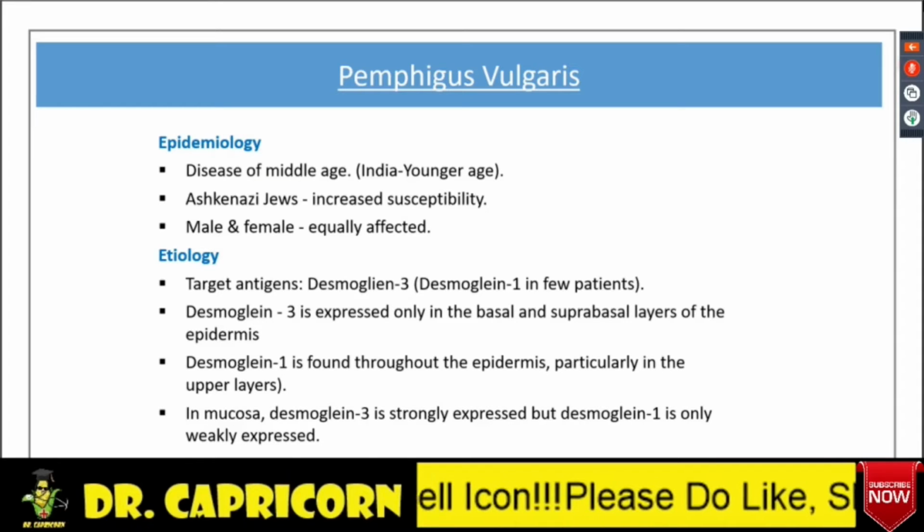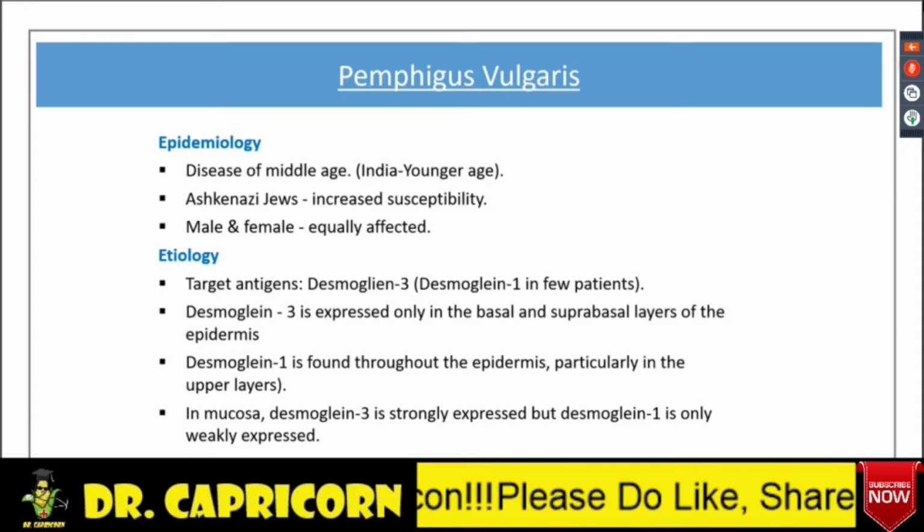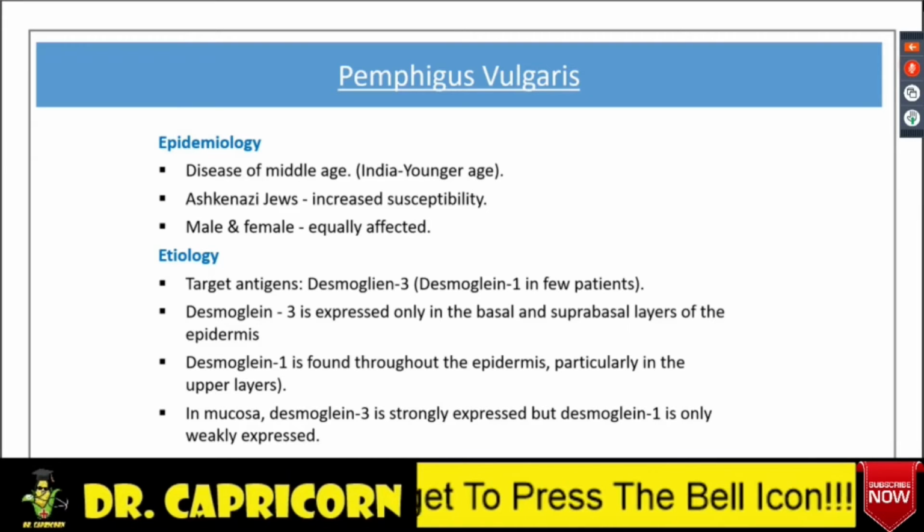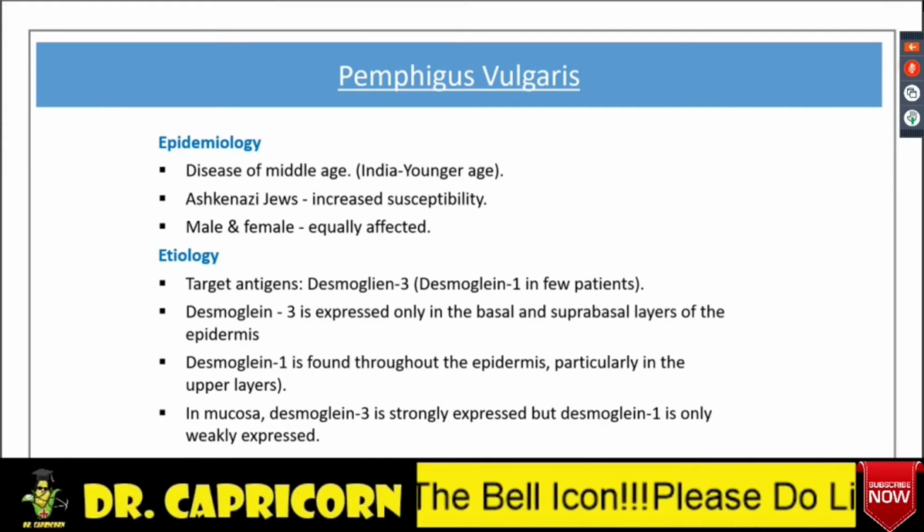Now, starting with pemphigus vulgaris, it is a disease of middle age, but in the Indian population, younger people are affected. One of the tribes of Jews, called Ashkenazi Jews, have increased susceptibility. Male and female distribution is equal. The main target antigen is desmoglein 3, and desmoglein 1 in a few patients, as compared to pemphigus foliaceus, where the target antigen is desmoglein 1.